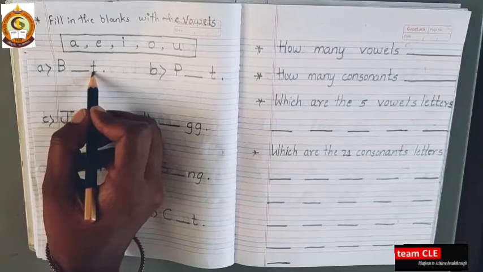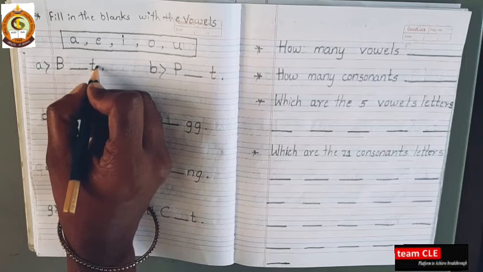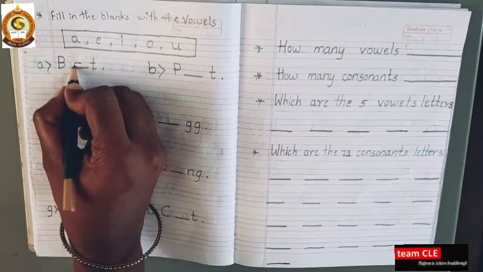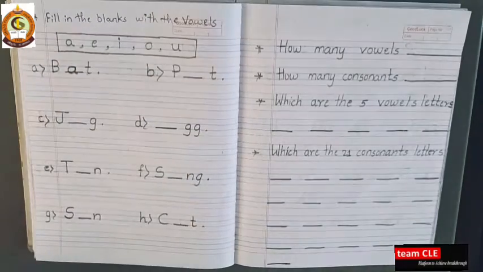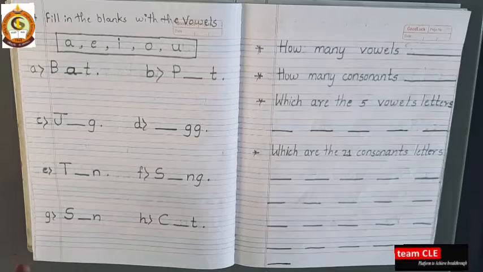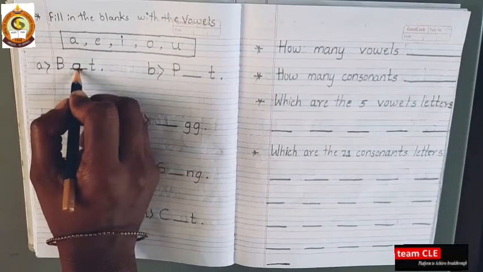B-T. So which vowel will come here? B-A-T, bat. So it is the correct vowel, A. So write it here. B-A-T, bat. So already you know it. In the previous classes also I taught you, children. So many times I taught you. Now you know very well. So in today's class, we'll write directly. B-A-T, bat. So A is the missing vowel here.